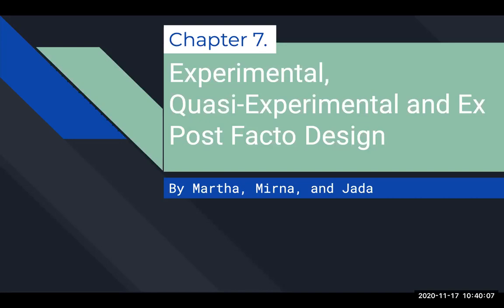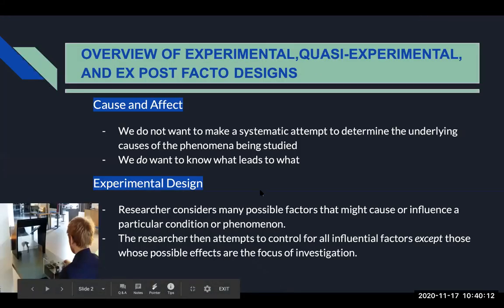Today we will be talking on Chapter 7, Experimental, Quasi-Experimental, and Ex Post Facto Design. The first thing we will be speaking on is the overview of an experimental design. In the descriptive designs described in the preceding chapter, we make no systematic attempt to determine the underlying causes of the phenomenon being studied, but sometimes we do want to know what leads to the next thing, which is to identify the cause and effect relationship.